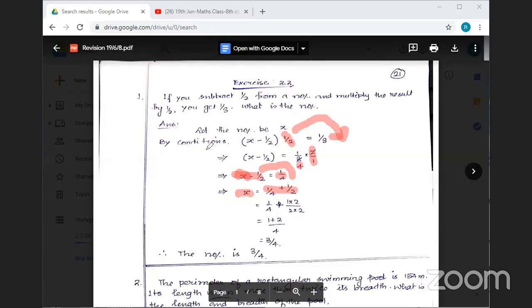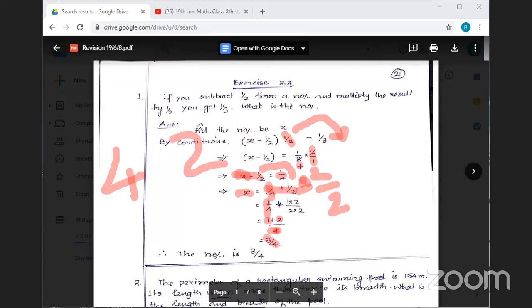LCM. What is the LCM of 4 and 2? 4 is the LCM. Therefore, this is already 1 by 4. Now you have to convert the denominator into 4. When will it become 4? If I multiply by 2 by 2. Any doubt in this? No, sir. Therefore, it will become 1 plus 2 by 4. Any doubt? Therefore, it will be 3 by 4. Therefore, x is equal to 3 by 4.